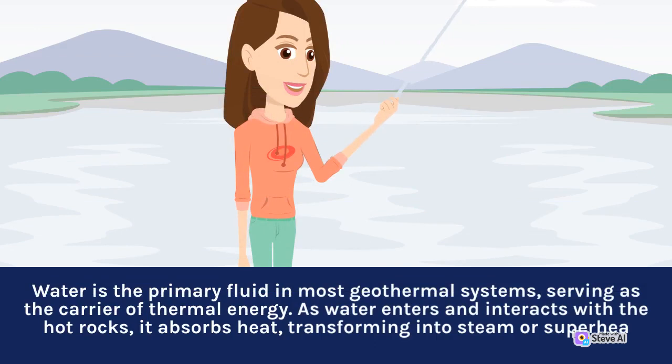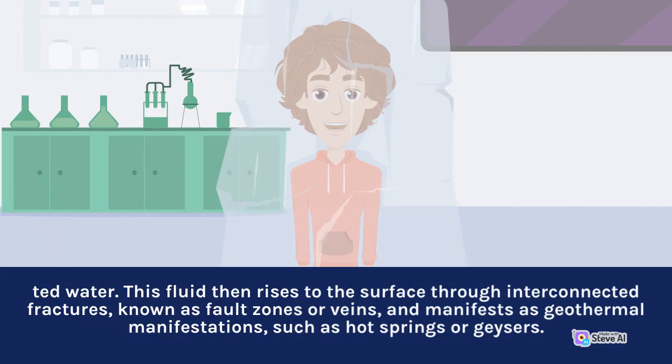Water is the primary fluid in most geothermal systems, serving as the carrier of thermal energy. As water enters and interacts with the hot rocks, it absorbs heat, transforming into steam or superheated water. This fluid then rises to the surface through interconnected fractures, known as fault zones or veins, and manifests as geothermal manifestations, such as hot springs or geysers.